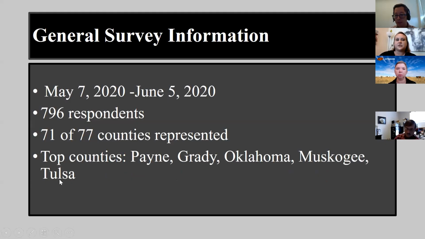So the general survey information: this was really a team effort from everyone in AgEcon, all of our contacts, all the people across the state that participated. We basically just had a call out to see who was willing to take this survey. And it was from May 7th, 2020 to June 5th, 2020. We had 796 respondents, which was a great response rate. We had 71 of the 77 counties represented out of Oklahoma. So we did have 5 counties that had quite a bit of participation. Those counties were Payne, Grady, Oklahoma, Muskogee, and Tulsa.